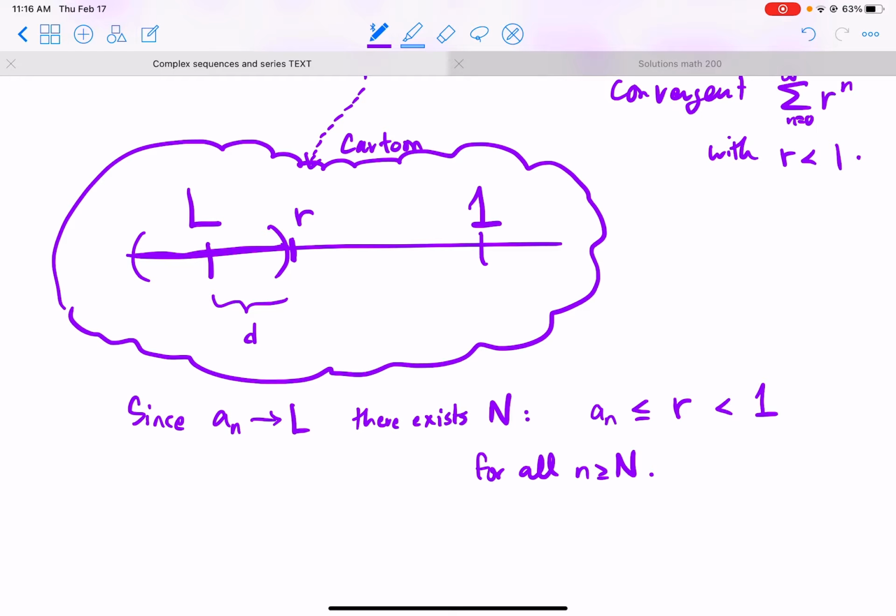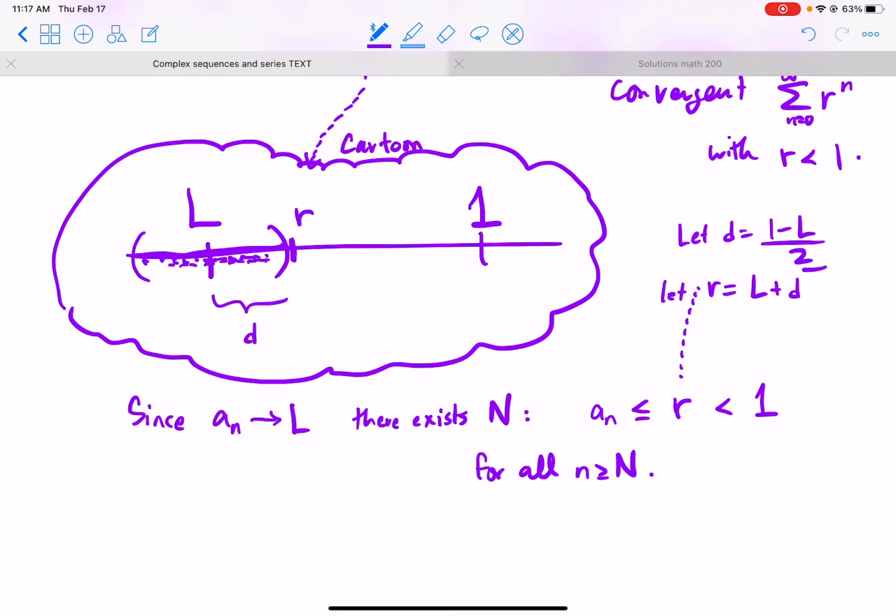I could justify this more, but you can see it in the picture. If the a sub n's are going to converge to L, they've got to be in here. So they've got to be less than or equal to r, where r is L plus d. So what is r? I guess I could say let d equal (1 minus L) over 2. Then d would be this distance, and r would be here. And let r be L plus d.